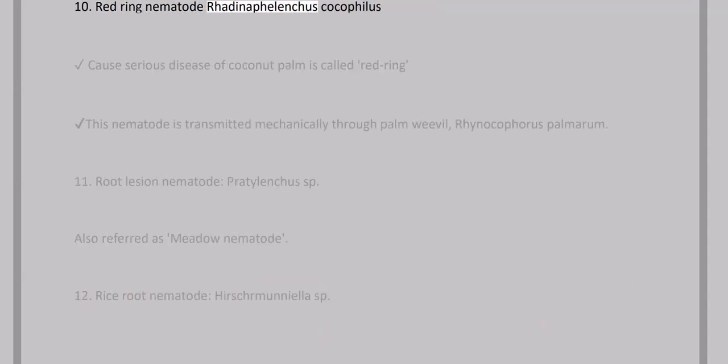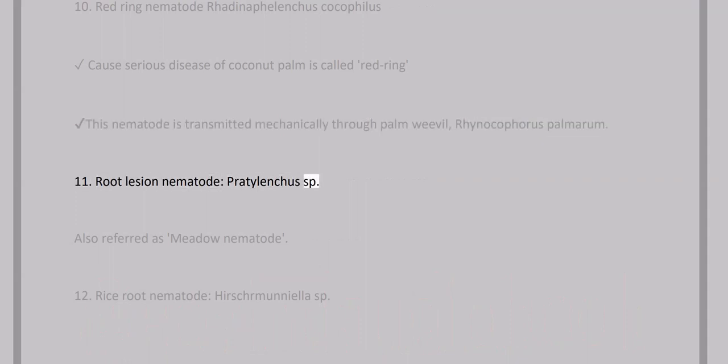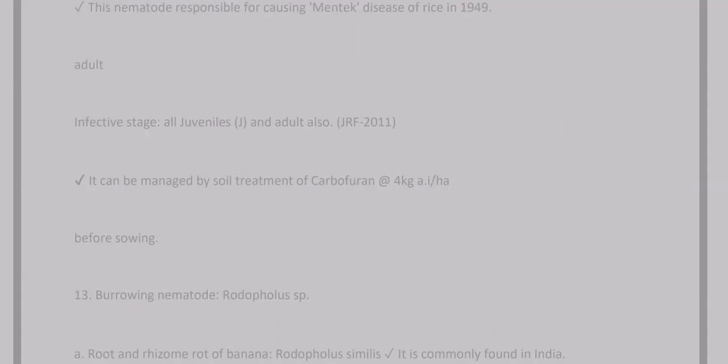10. Red ring nematode, Rhadinaphelenchus cocophilus, causes a serious disease of coconut palm called red ring. This nematode is transmitted mechanically through the palm weevil, Rhynchophorus palmarum. 11. Root lesion nematode, Pratylenchus sp., also referred to as meadow nematode. 12. Rice root nematode, Hirschmanniella sp. This nematode is responsible for causing Mentek disease of rice in 1949.